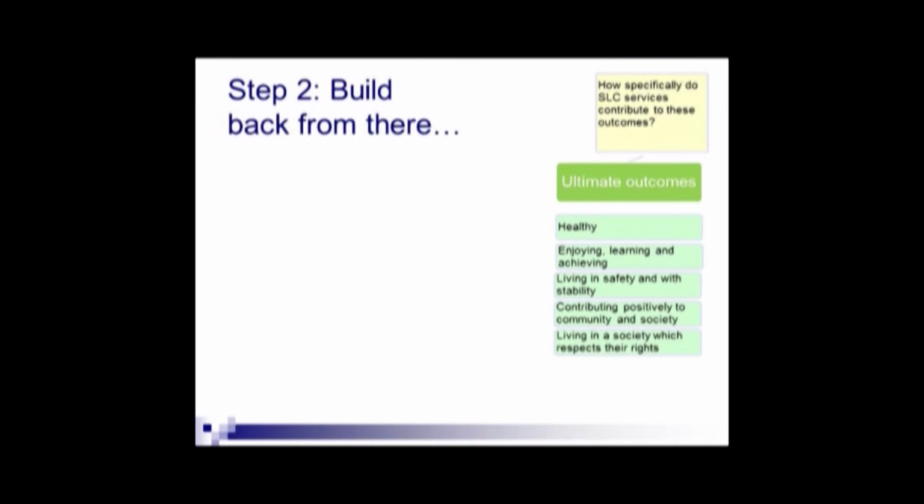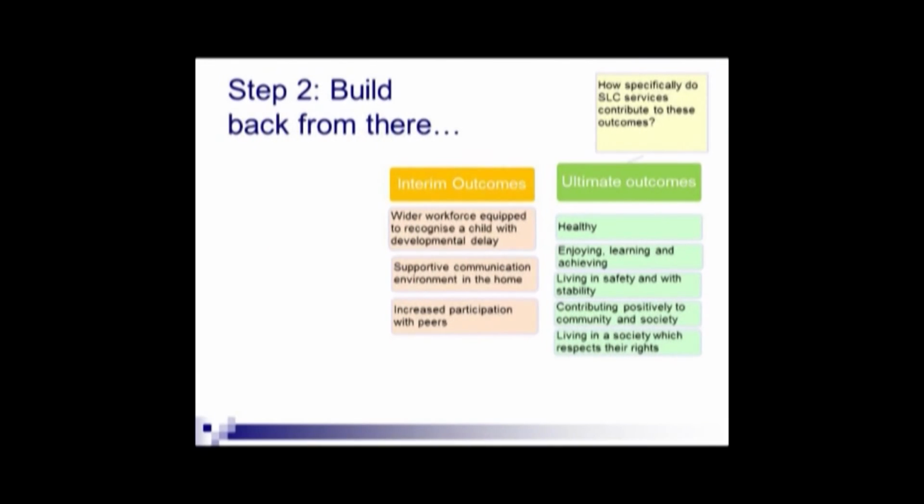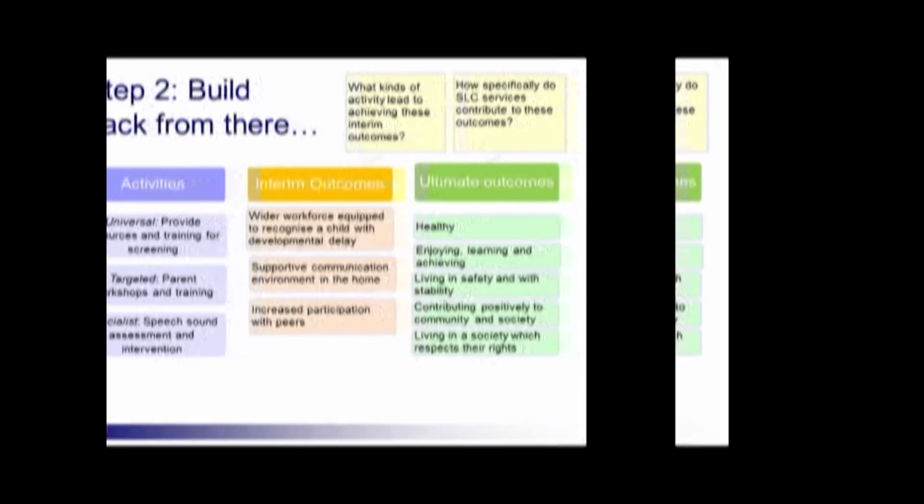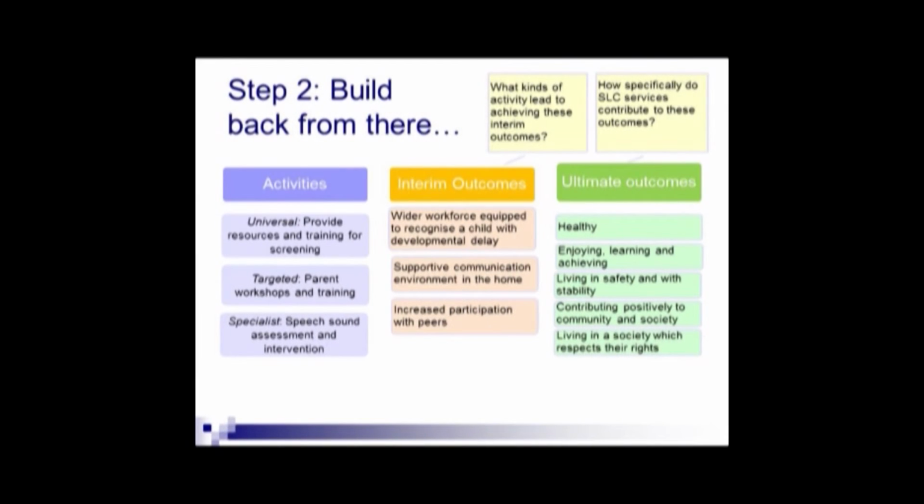And you can start to generate a list of interim outcomes. Well, the wider workforce is equipped to recognise a child with developmental delay. There's supported communication in place in the environment at home. There's increased participation with peers. The next question is, what kinds of activity lead to achieving these interim outcomes? And this is where you can write your list of activities. So as a service, we provide resources and training for screening. We provide parent workshops and training, and we do speech sound assessment and intervention.